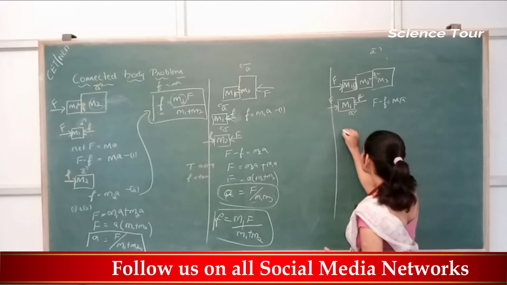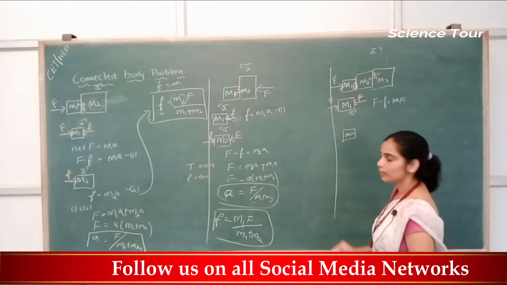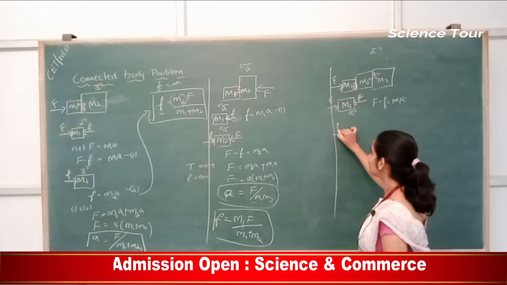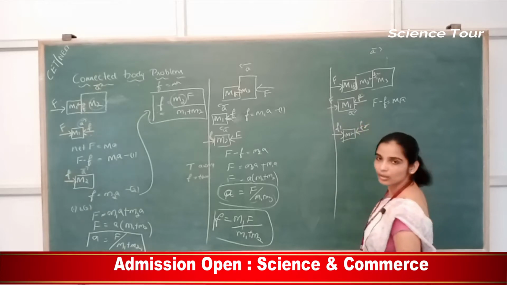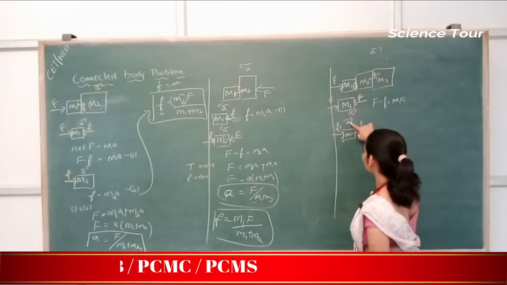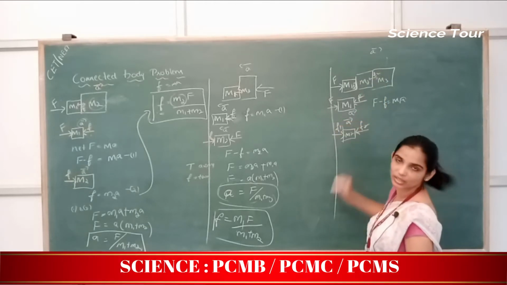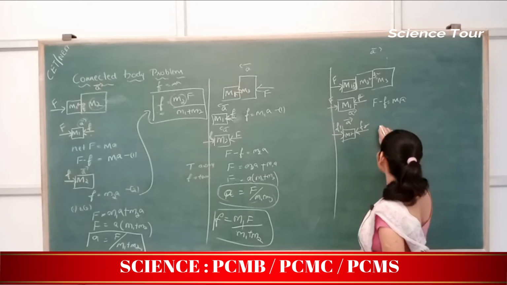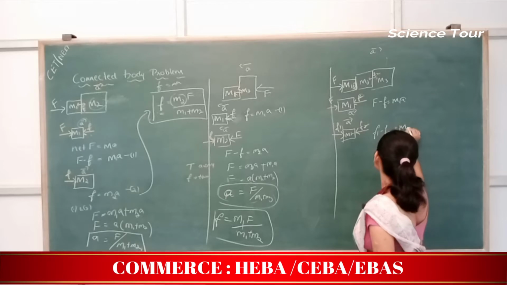Okay. Second mass, m2. What are the forces acting on m2? One is contact force F1, another one is contact force F2. What is the direction of acceleration? This, correct? Acceleration is this. Now which is greater? F1 is greater because the acceleration is along F1. So F1 minus F2 is equal to m2 into a.